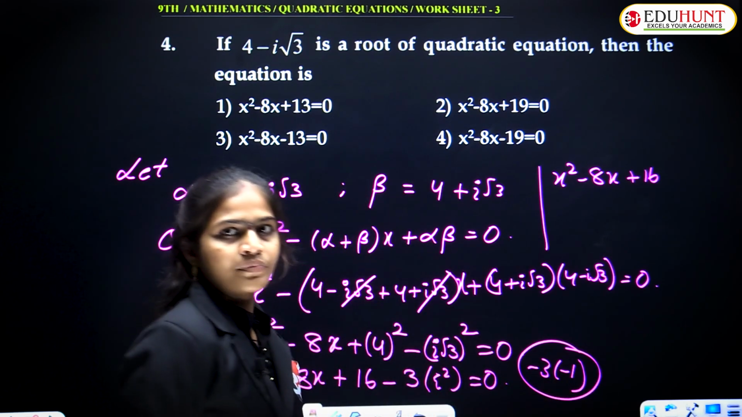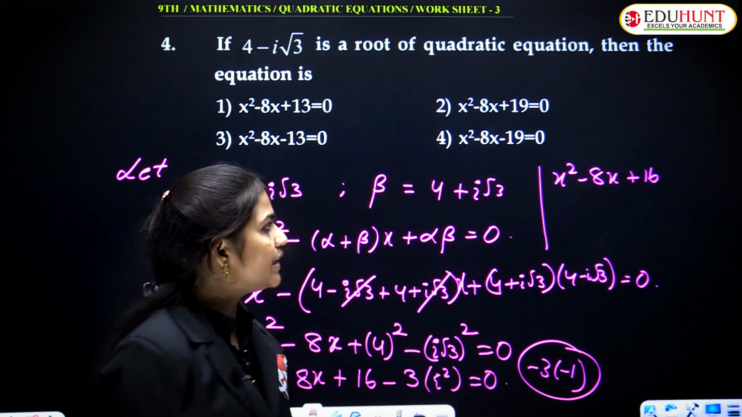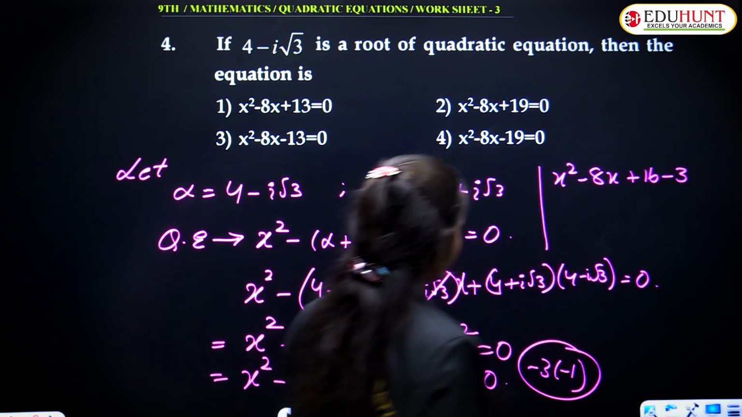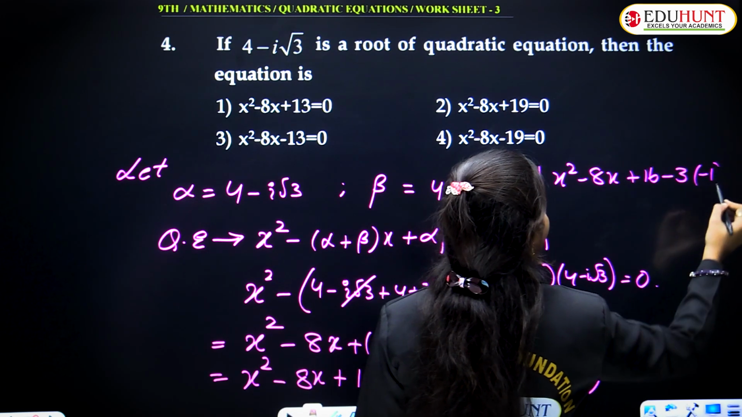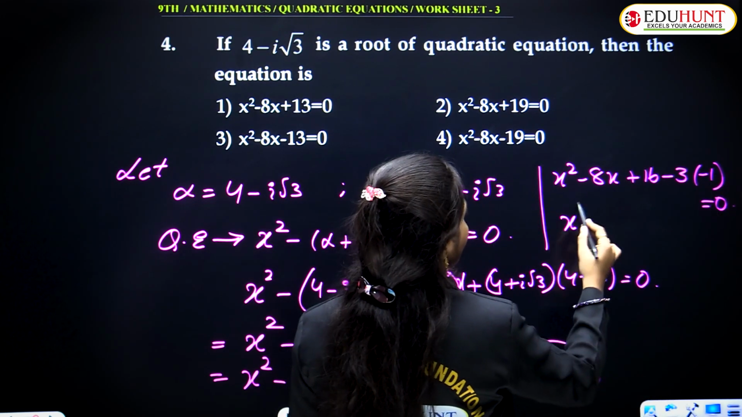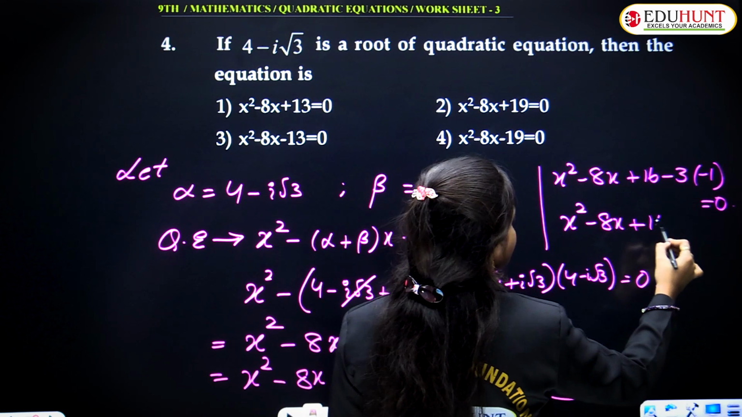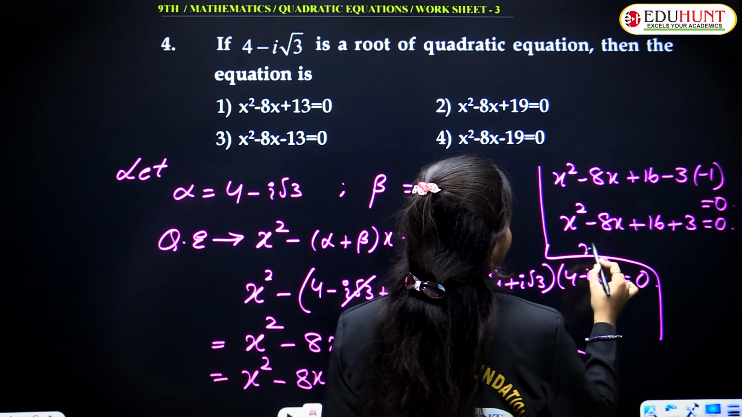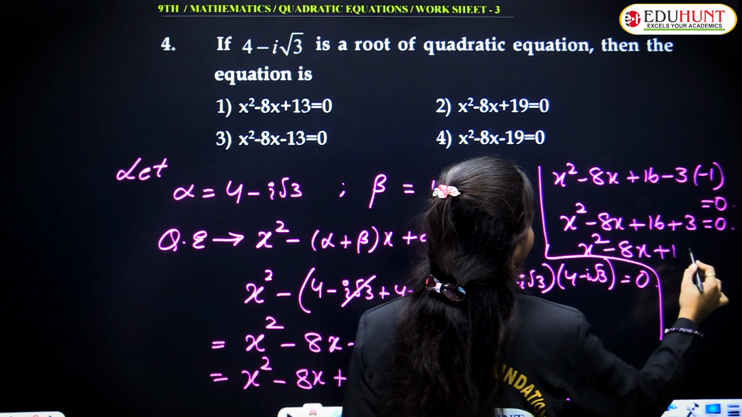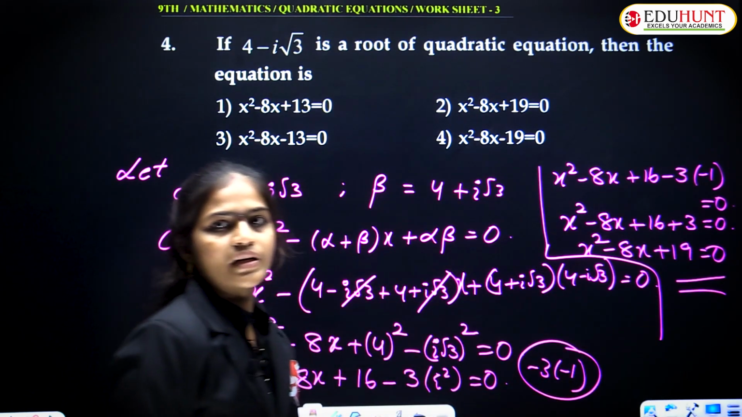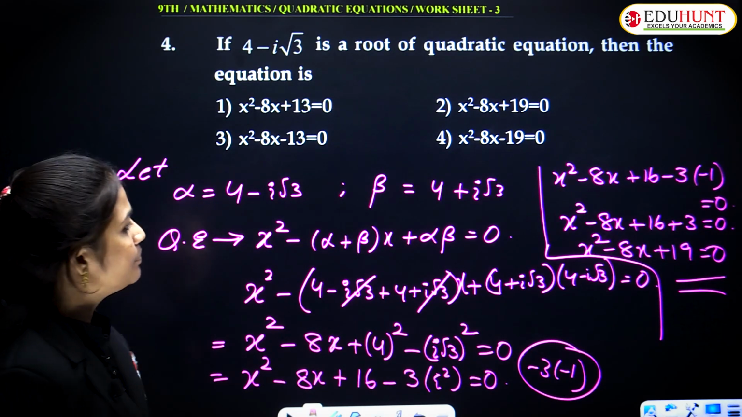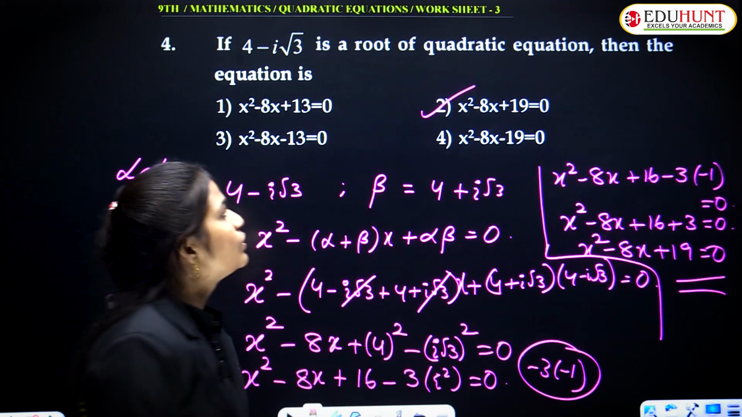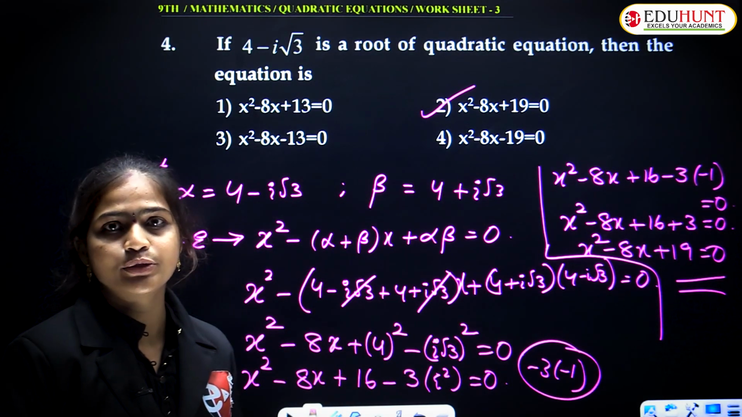What will we get here? Minus into minus is plus. So 3 into 1, 3. So that is 16 minus 3 into minus 1, which is equal to 0. So x square minus 8x plus 16, minus into minus plus 3 is equal to 0. So here x square minus 8x plus 19 is equal to 0. Understand? So which option is correct? x square minus 8x plus 19 is equal to 0. So the second option is correct here. Am I clear to you, children?